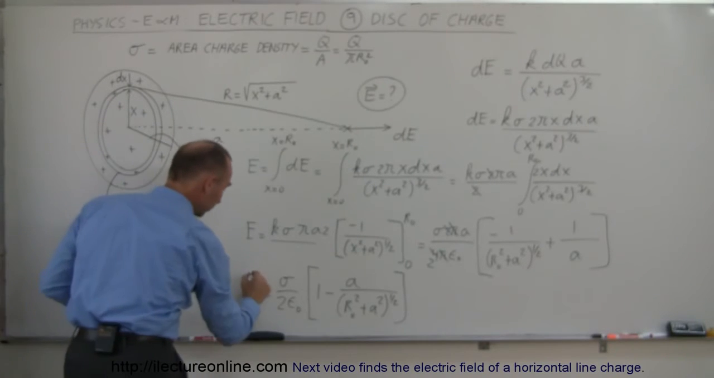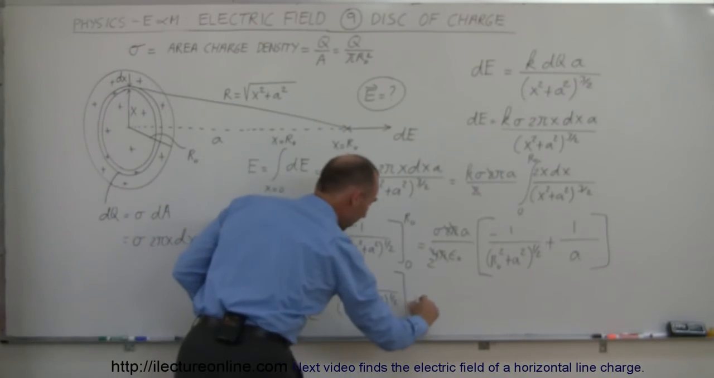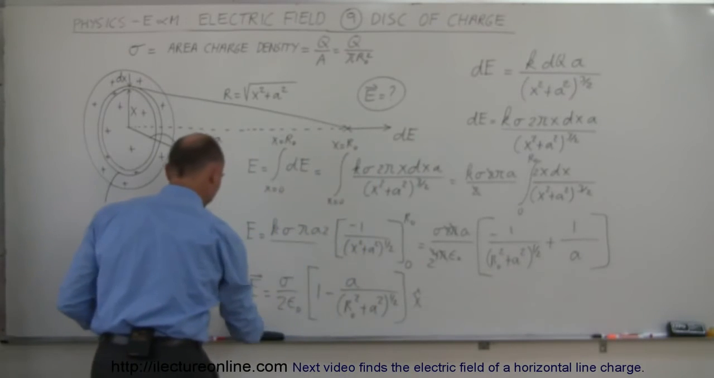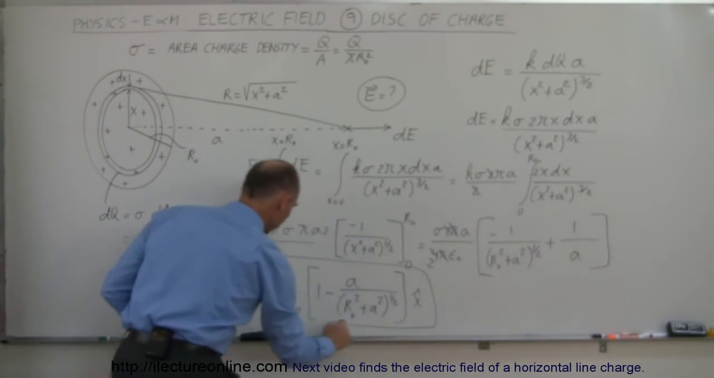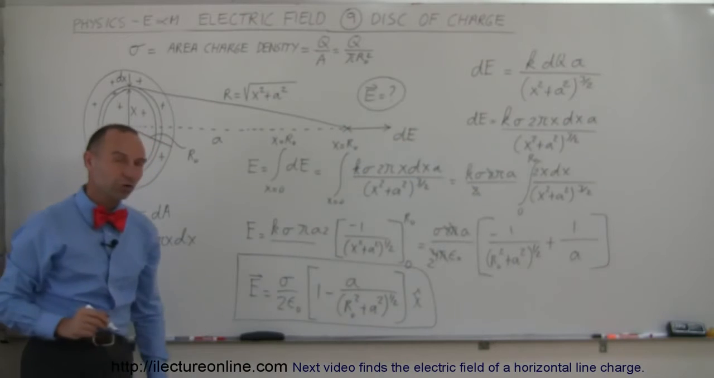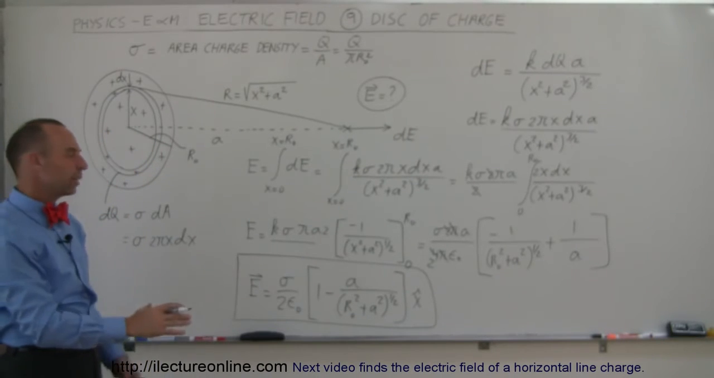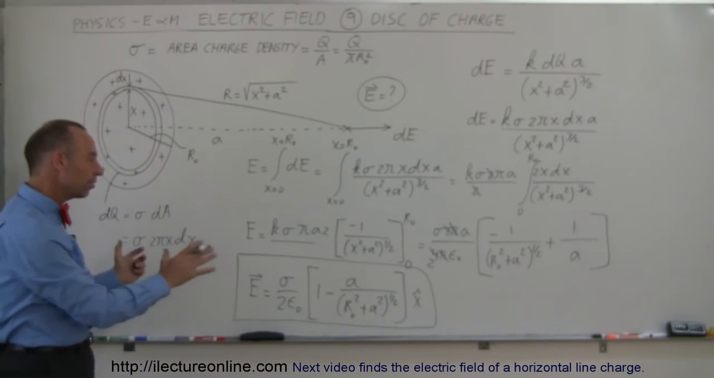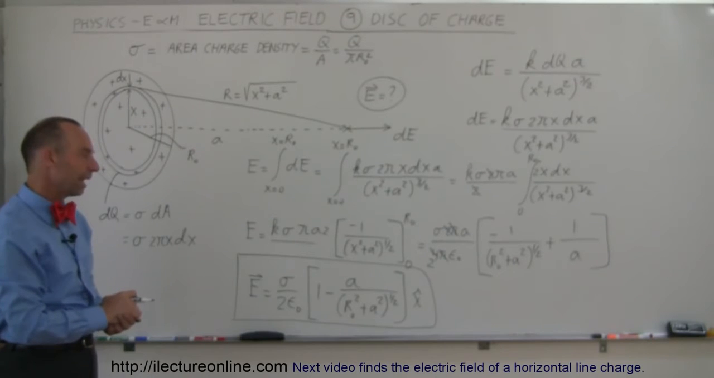If I want to make it into a vector, I put a vector symbol here and put the unit vector in the x direction there, and that will then be the electric field due to the charged disk. I know that algebraically we can still write this in different forms, but that is one of the more simple forms to leave it as.